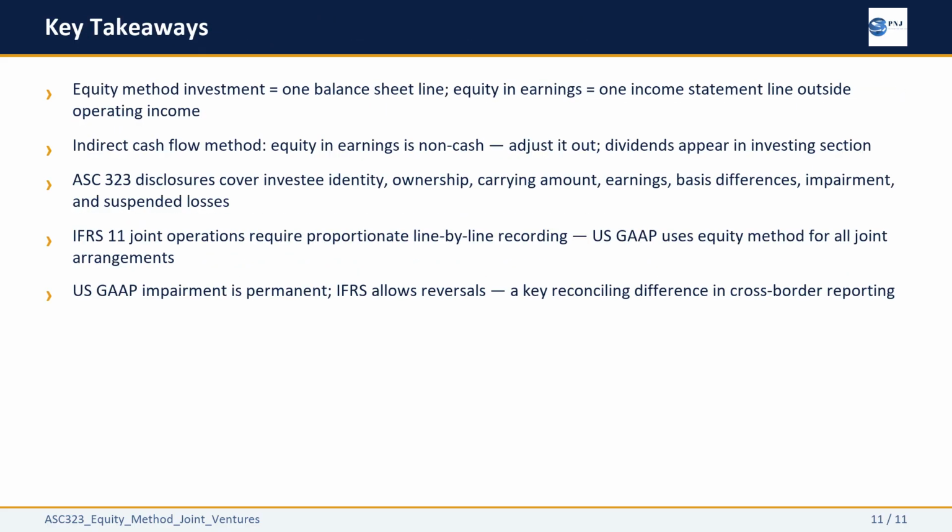Let us close with the essentials. Your equity method investment appears as a single line on the balance sheet and a single line on the income statement outside operating activities. In the cash flow statement, adjust out the non-cash equity pickup and show dividends as an investing inflow. ASC 323 disclosures are comprehensive, covering all the required elements including suspended losses and basis difference amortization. And when comparing to International Financial Reporting Standards, the joint operations category and the reversible impairment model are the two areas most likely to produce significant differences in cross-border reporting.